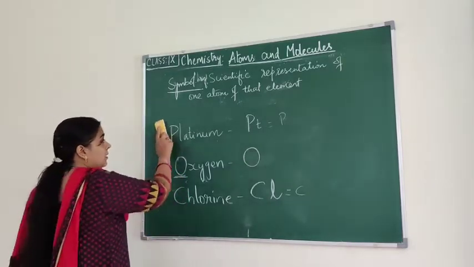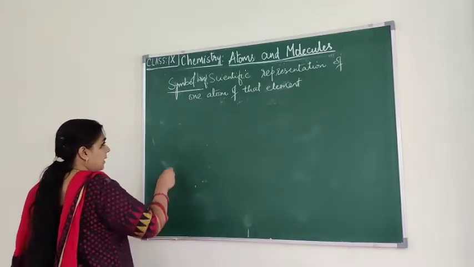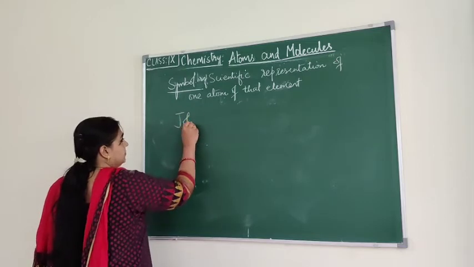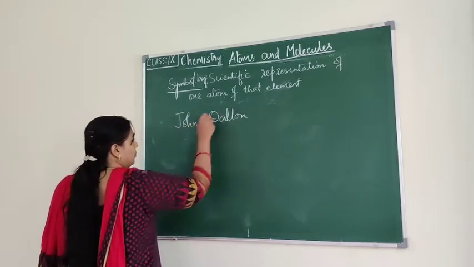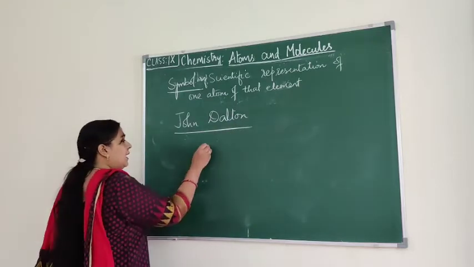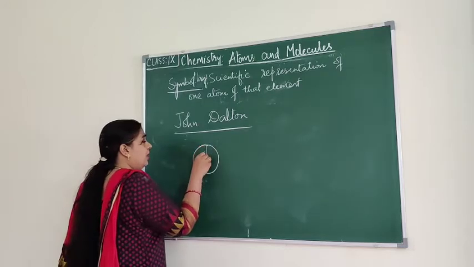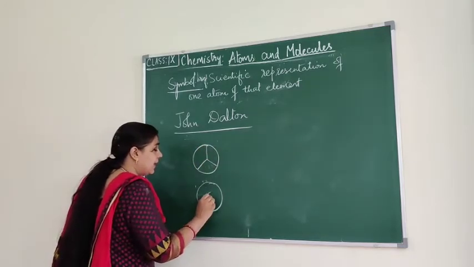So who started giving the symbol? It was started by John Dalton only. He proposed the symbol. He was the first one to propose the symbol. He had given a symbol for different elements. See, these are the symbols given by him.